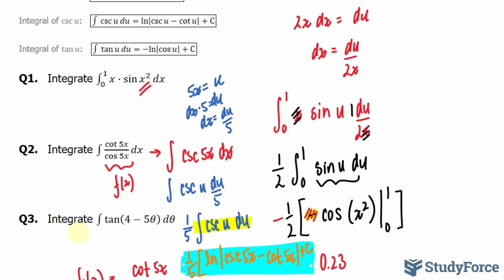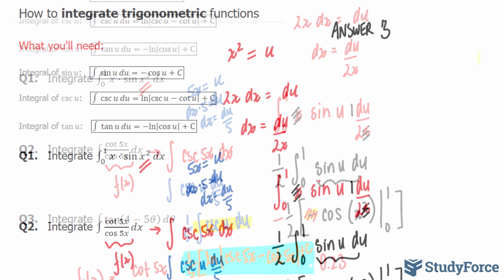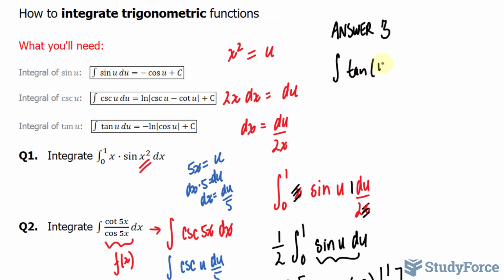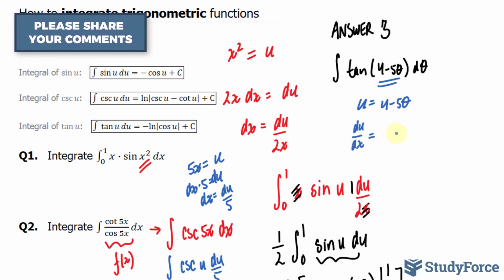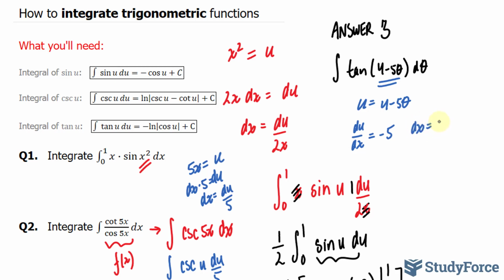Lastly, for question 3, and I'll do my work up here, we need to take the integral of tangent 4 minus 5 theta with respect to theta. This is a very simple question. We set this equal to u, 4 minus 5 theta. Take the derivative, and we get du over d theta is equal to negative 5. Solve for d theta, we should end up with du over negative 5. Then from here, and you can do this one on your own, you'll use this pattern, substitute u with 4 minus 5 theta, and you should end up with the following integral.